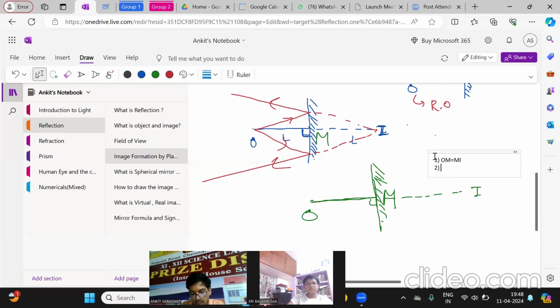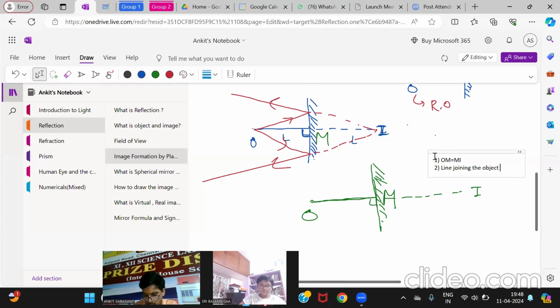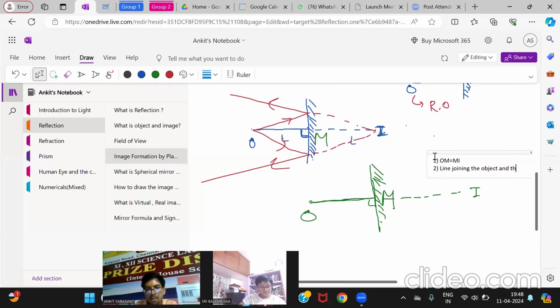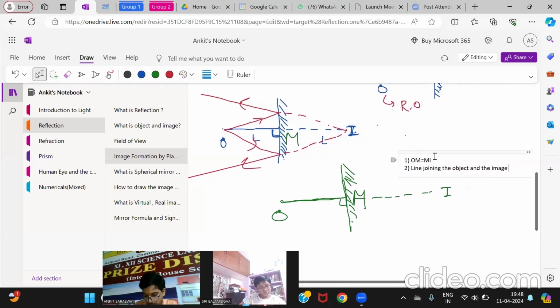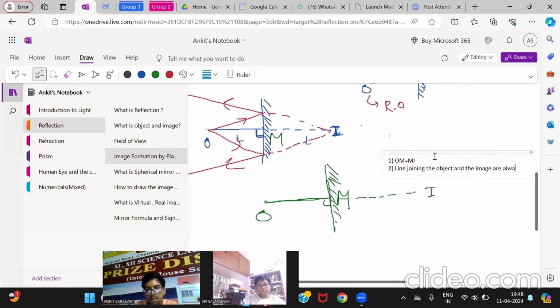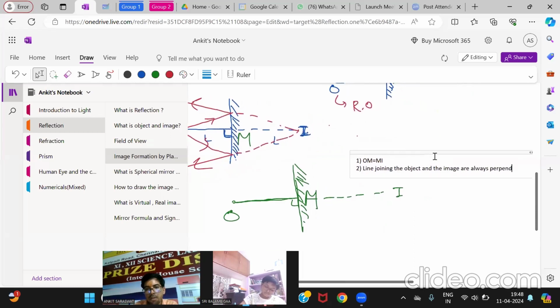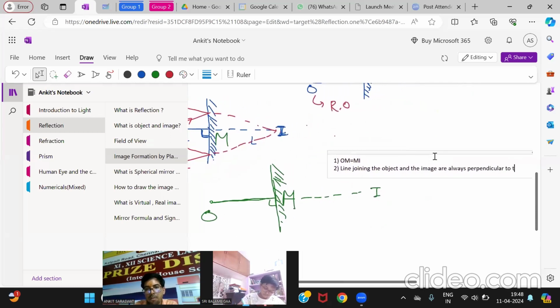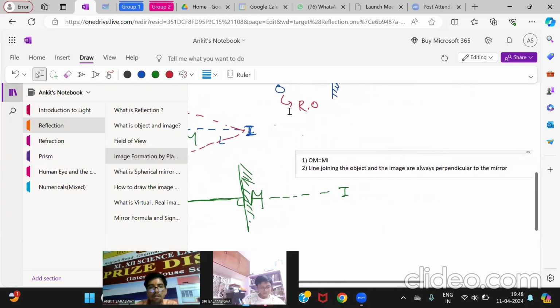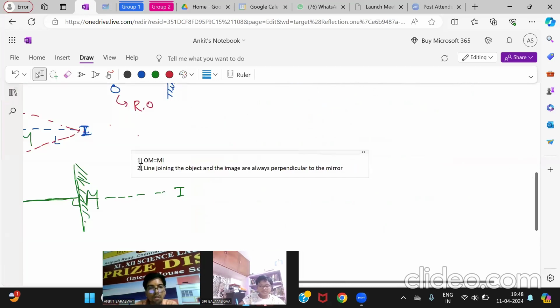Yes, sir. What is the next step? Line joining the object and the image are always perpendicular to the mirror. Clear? Yes, sir.